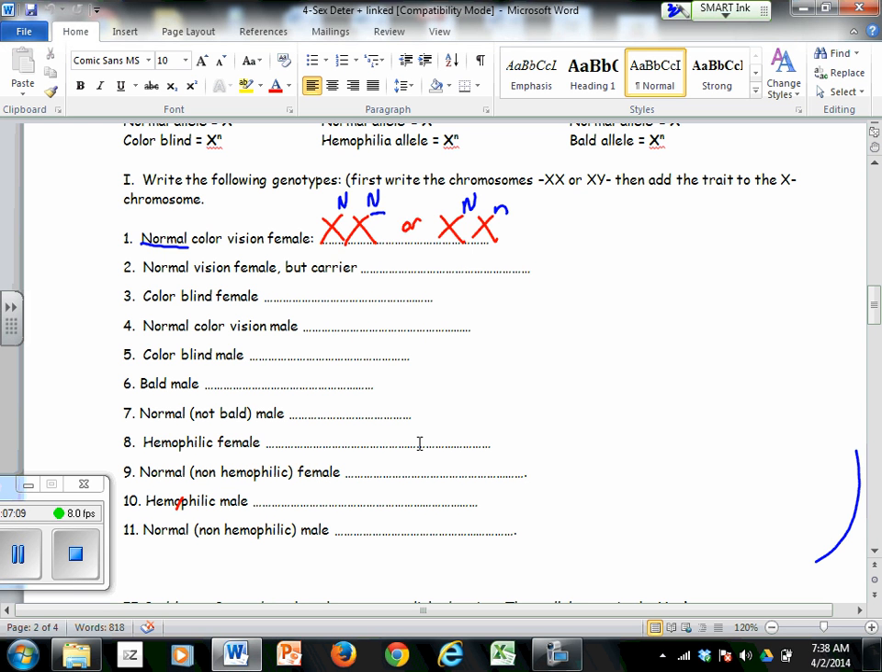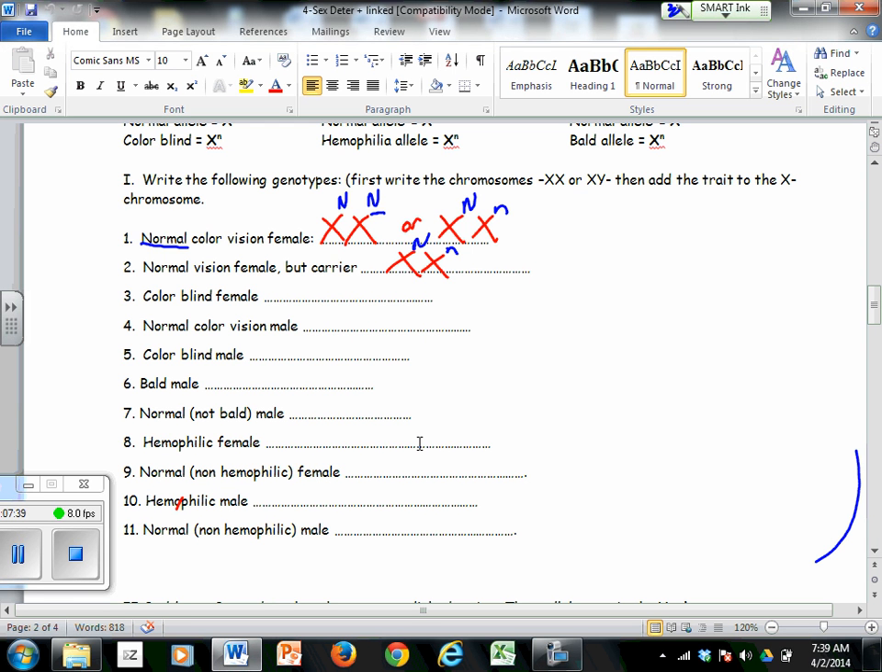Number two, a normal vision female, but a carrier. You have a female. She's normal because one of her X's has a big N, but she's a carrier. So that just means that she's heterozygous. She's normal, but she can pass that trait along to her offspring. Men, of course, are a little different. Okay, so let's go to number 3 and we'll talk about that in just a minute.